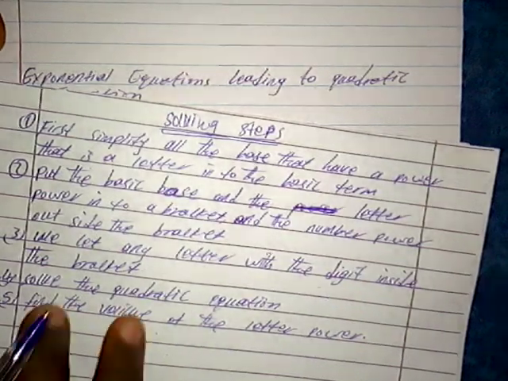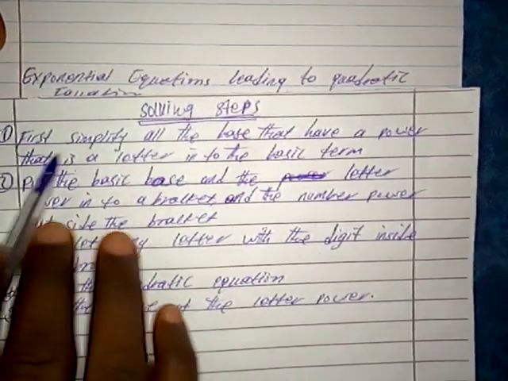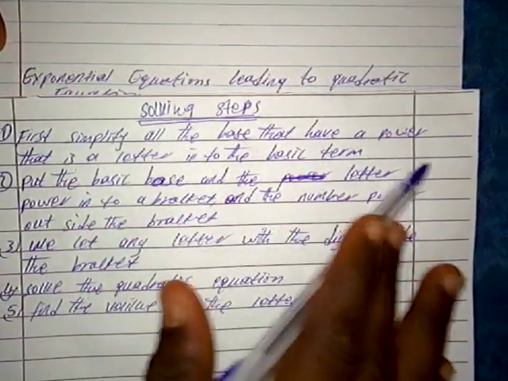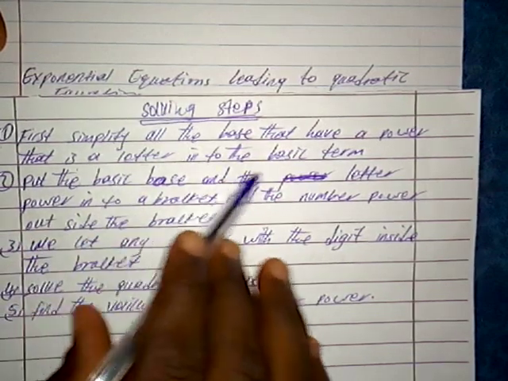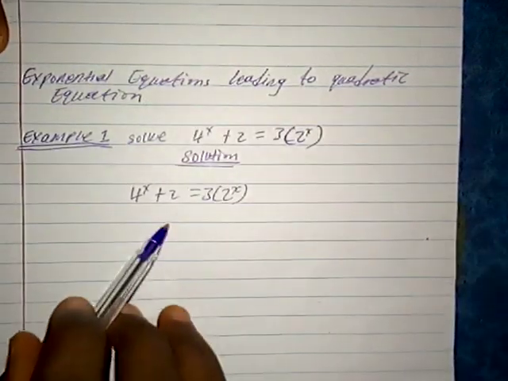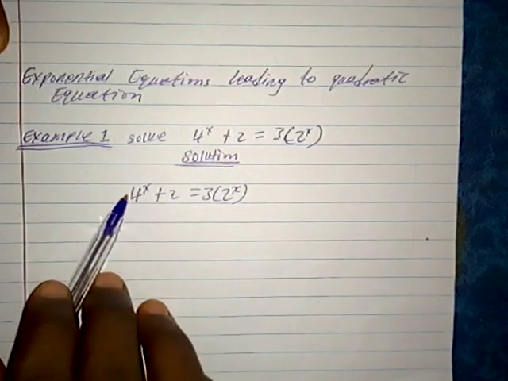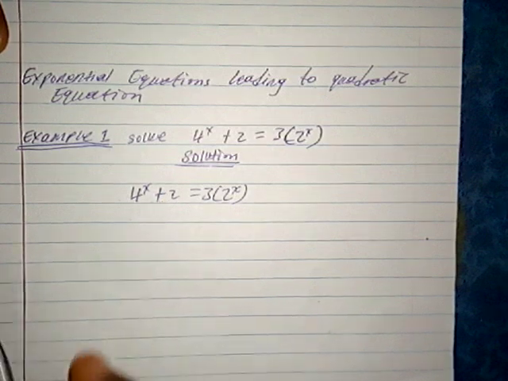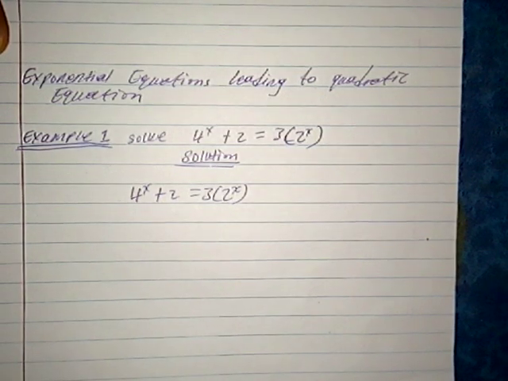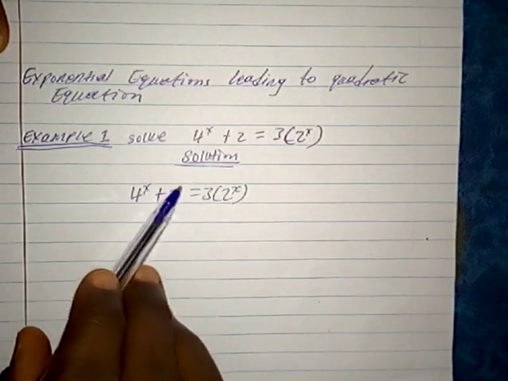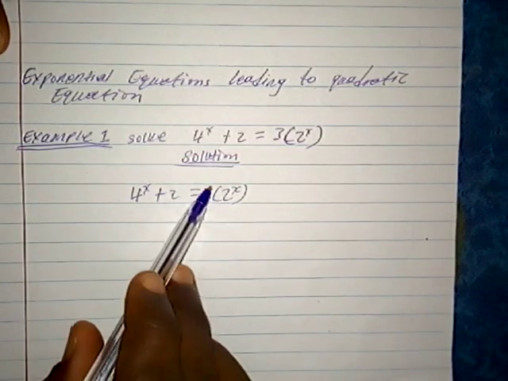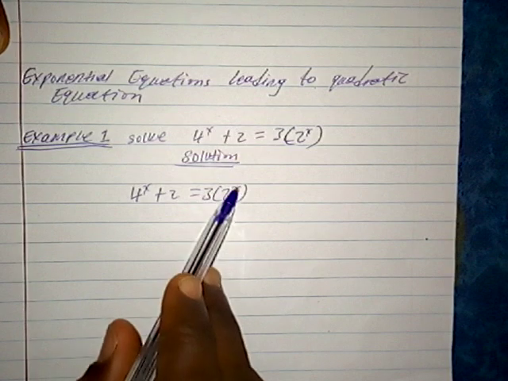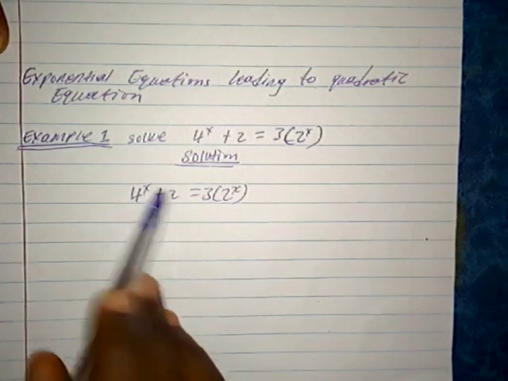See here, the first step says, first simplify all the bases that have a power that is a letter into a basic term. So what are the bases here? We have this is a base, this is a base, this is a base, and this is a base. All the bases that have a power that is a letter, we should simplify those bases. This is a base, but it does not have a power that is a letter. This is a base, does not have a power that is a letter. This is a base, it has a power that is a letter. This again, do you see?